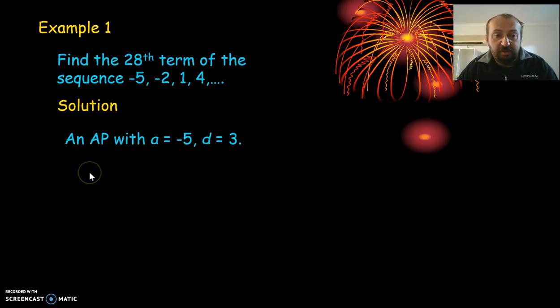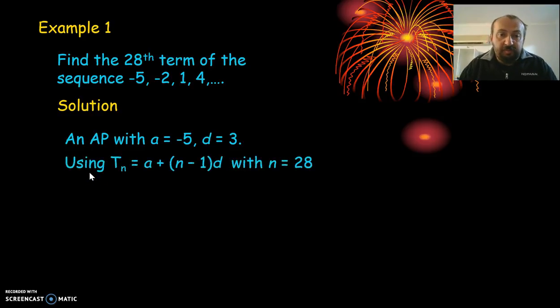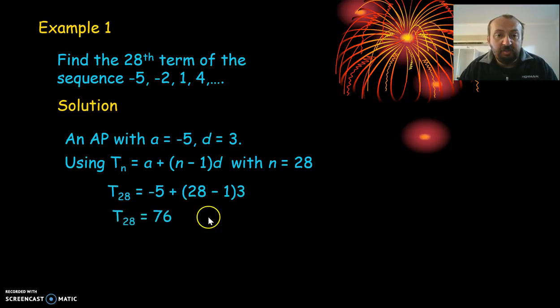Okay, so using our formula, and I'm hoping by the time you hear this we've actually introduced it in class, for an arithmetic sequence Tn equals a plus n minus 1 times d. This is how to work out the nth term of a sequence, so long as it's an arithmetic one, where all you know is the first term and the difference between each term. So you put n equals 28, and we see that the 28th term is -5 plus 28 take 1 times 3, which is going to give 76. So that's how we can do that one.